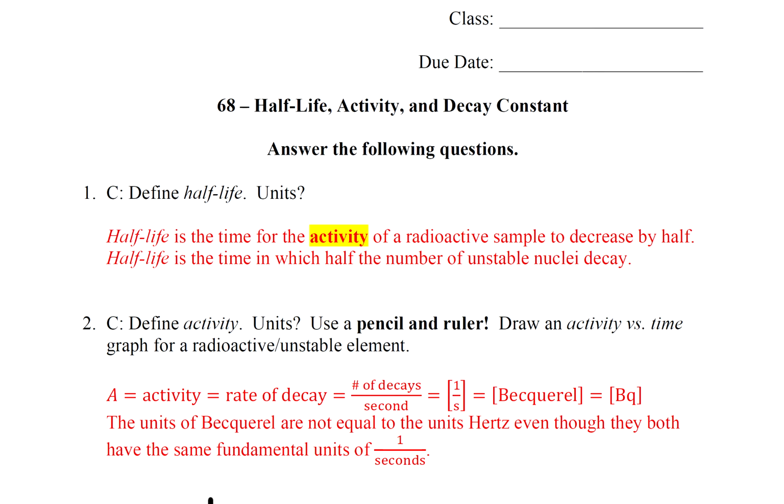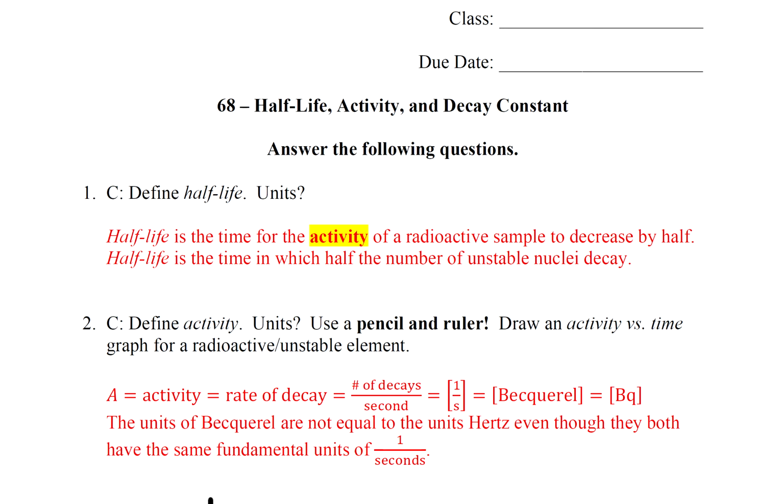Question 8, circle the correct answer. Alpha particles leave the nucleus with discrete energy levels. Question 9, beta minus particles leave the nucleus with continuous energy levels. Question 10, beta plus particles leave the nucleus with continuous energy levels. And finally, question 11, gamma rays leave the nucleus with discrete energy levels.